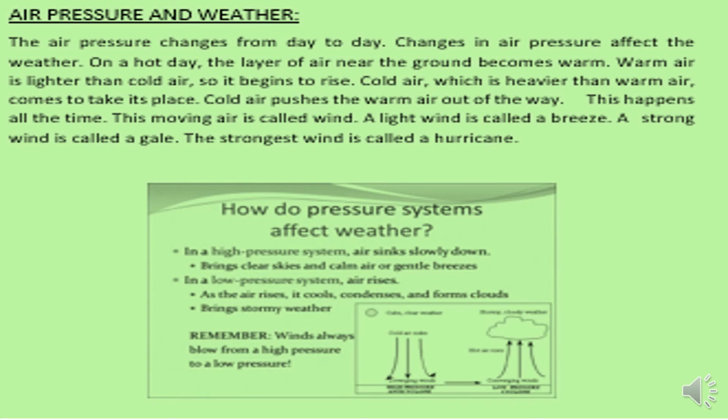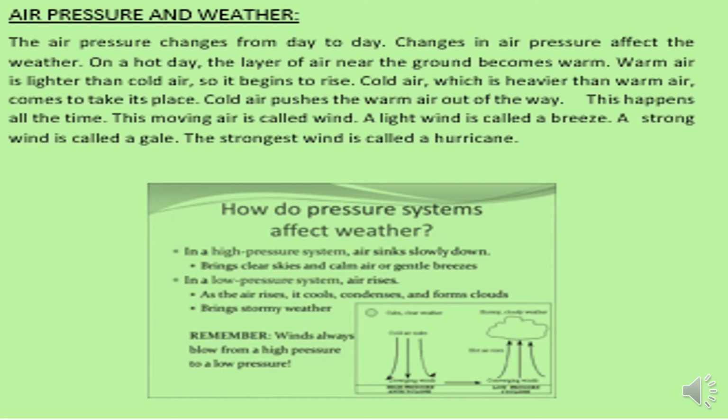Next topic is air pressure and weather. The air pressure changes from day to day. Changes in air pressure affect the weather. On a hot day, the layer of air near the ground becomes warm. Warm air is lighter than cold air, so it begins to rise. Cold air, which is heavier than warm air, comes to take its place. Cold air pushes the warm air out of the way. This happens all the time. This moving air is called wind. A light wind is called a breeze. A strong wind is called a gale. The strongest wind is called a hurricane.